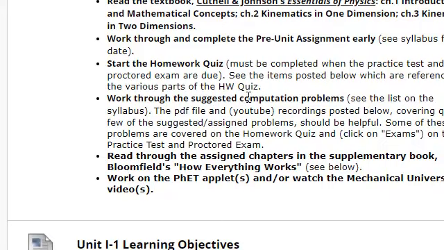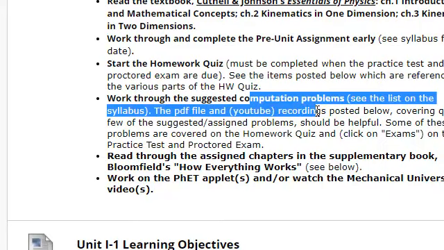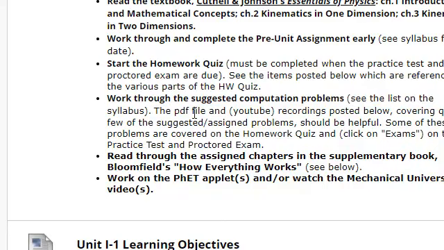Work through the suggested computation problems. They actually feed in here into the homework quiz. Notice that I have recordings of them, I have PDF files, and I will also cover them in class, and they're going to be on the homework quiz, and they're going to be on the practice test, and they're going to be on the proctored exams. So you will see these computation problems over and over again.